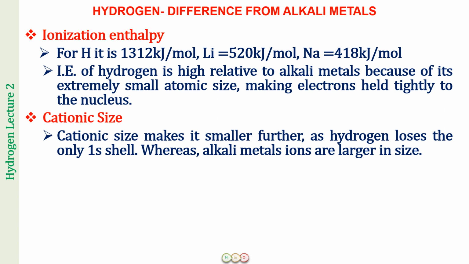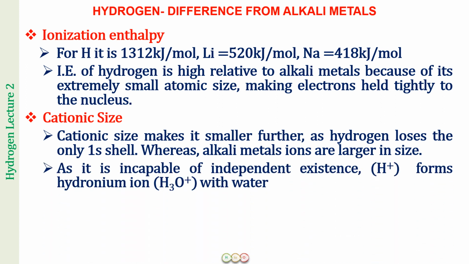Fine. And proton, you all know, is an extremely small sized particle. So if we compare the size of the cations for hydrogen and the alkali metals, you are going to say what? The hydrogen ion is extremely small in size as compared to the alkali metal ions, which are going to be larger in size. Now, when we are talking about the size of the H positive ion, this is very important for you to remember.